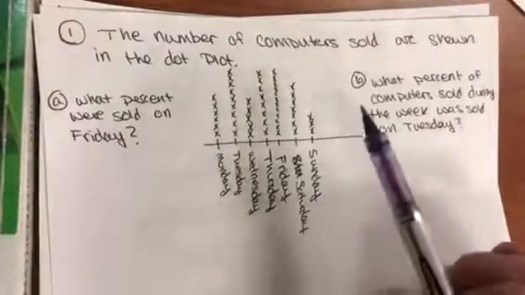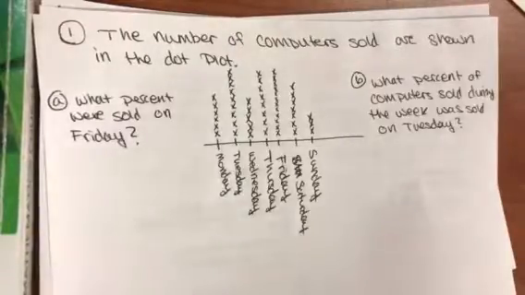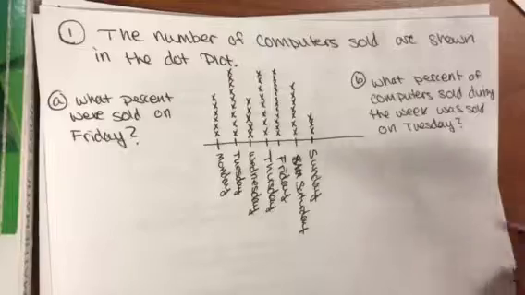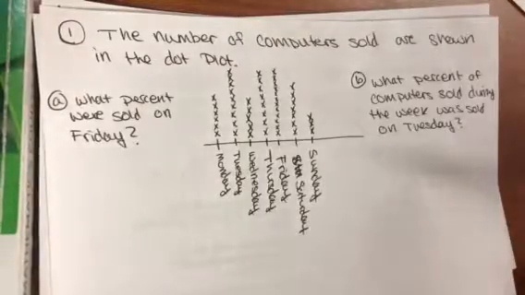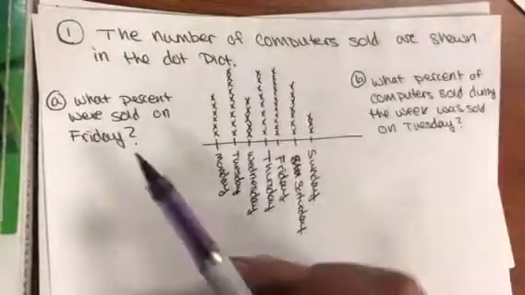So the number of computers sold are shown in the dot plot. So this is just a store. The number of computers that they sold each day is in the dot plot. Yes, your dot plot can have X's. I got tired of the circles. I do X's too because circles are hard to draw. You can see each individual one there. Sometimes circles bleed together.